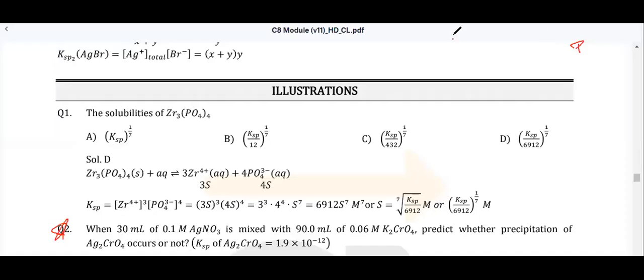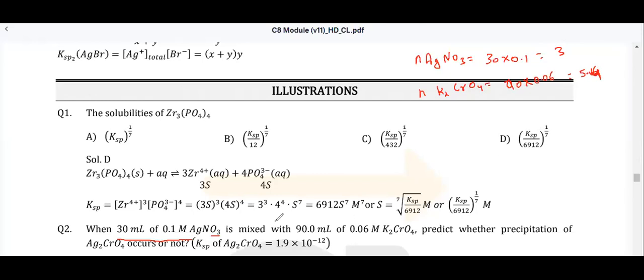Let's see. We have 30 milliliter of 1 molar AgNO3. So the number of moles of AgNO3 is 30 into 0.1, which is the number of moles of Ag plus. As simple as that. Again, 90 milliliter of 0.06 molar K2CrO4, so the number of moles of K2CrO4 is 90 into 0.06. This is 3 and this is, tell me how much? 5.4. Right, everyone? Got it?